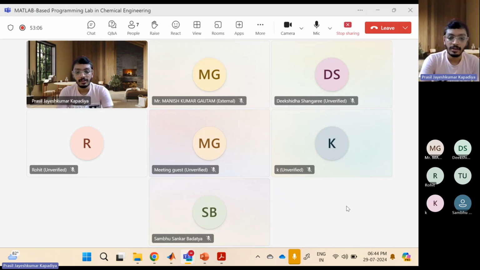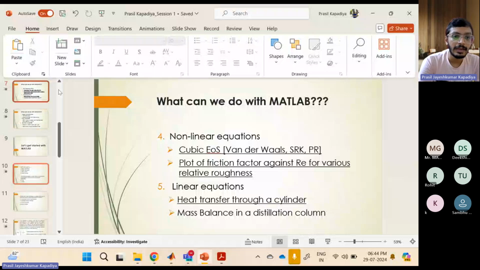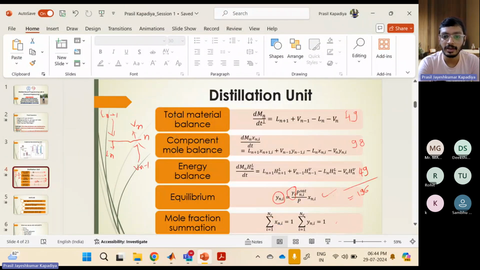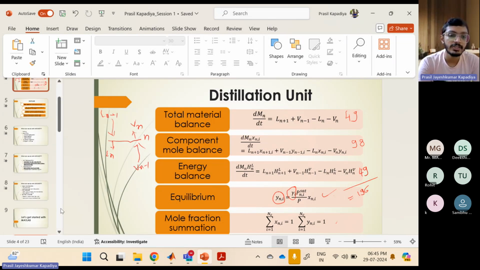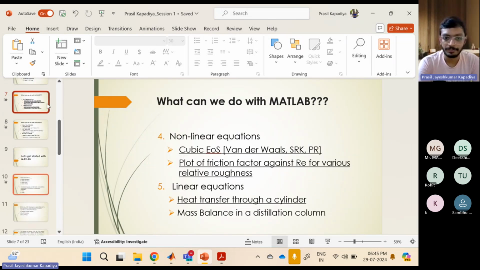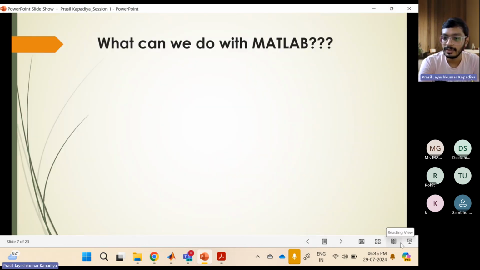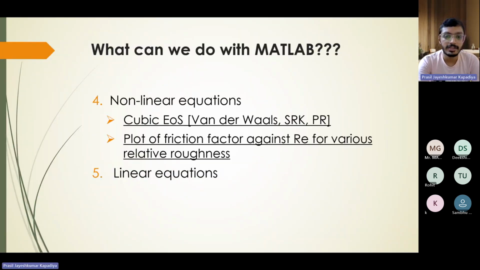If we see here, and if we consider this part, the total material dm by dt, dmx by dt, all these terms, if we consider them zero, this is nothing but a linear equation. So these simultaneous linear equations we can also solve using MATLAB. So this was, I'm sorry, this was the mass balance in a distillation column.